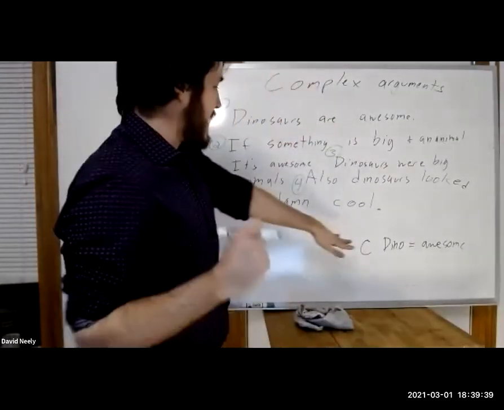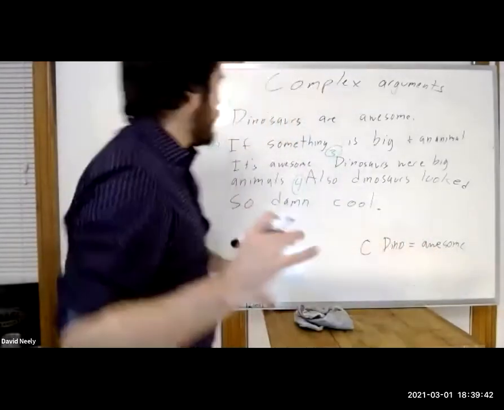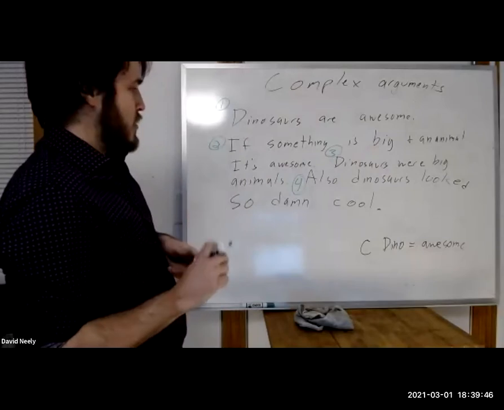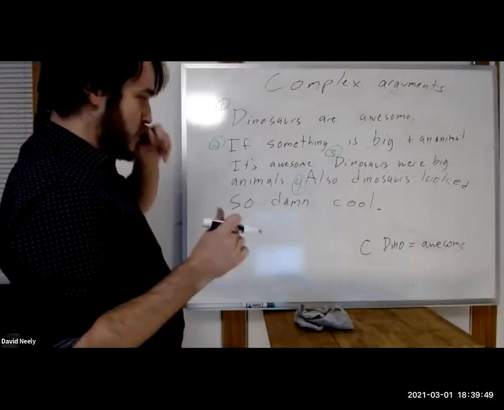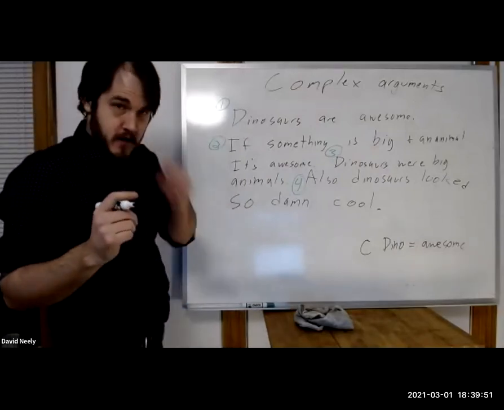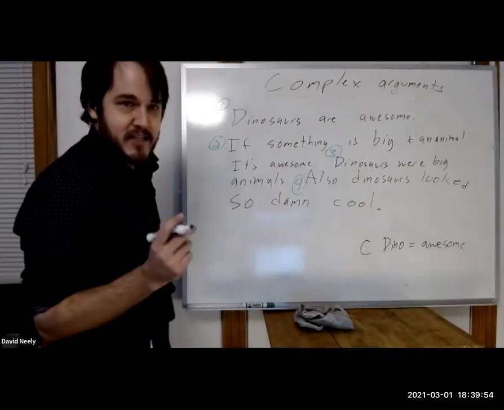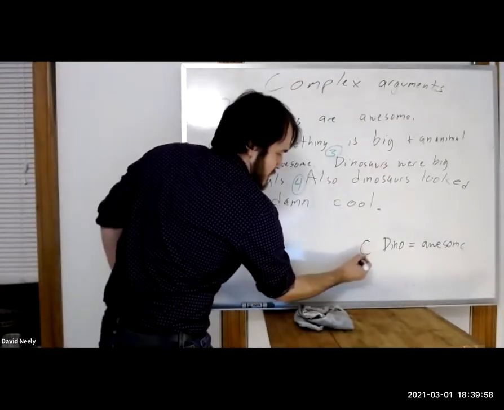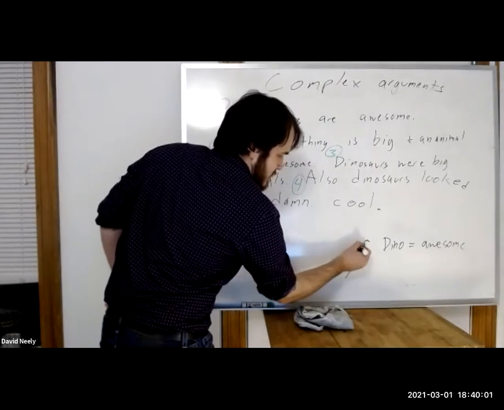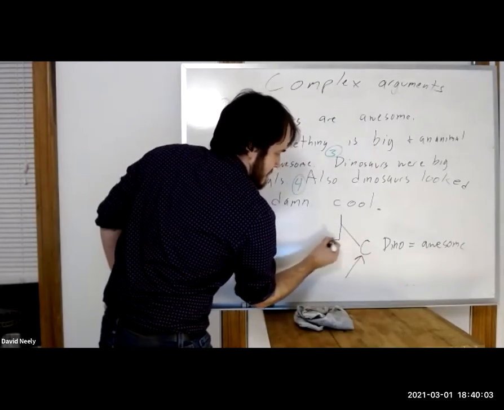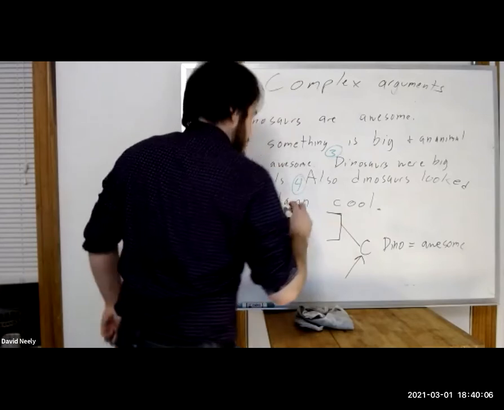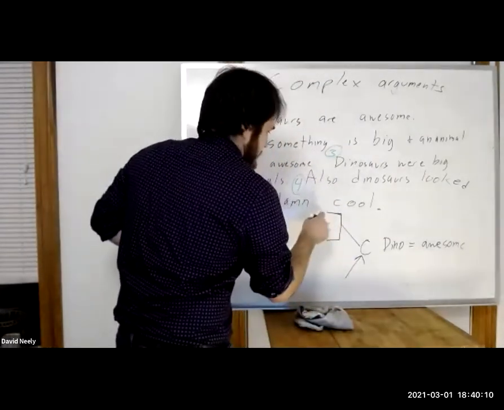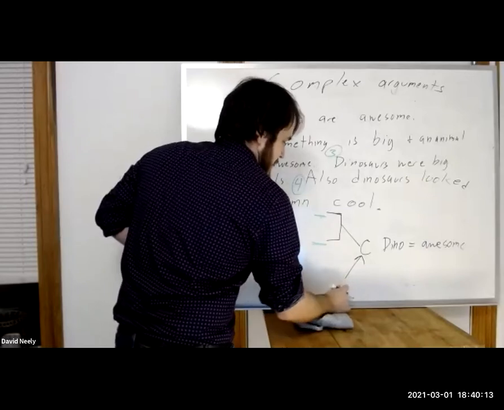Now, if that's your final conclusion, that the dinosaur is awesome, we now have 3 other premises. How do these fit together? Well, I'll give you a clue. I will draw up the structure, and then our job as a class is going to be to figure out which sentence goes where, so we can understand what's happening here. So here's what the argument structure of this looks like. So we've got a blank here, a blank here, and a blank here.